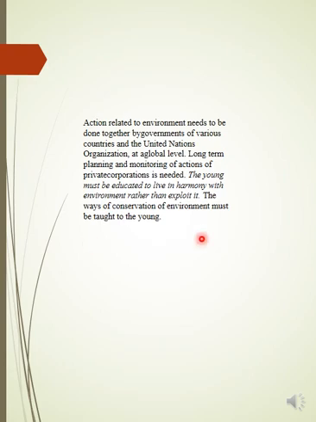Then we have to write the contribution of government and non-government organizations. And the young must be educated to live in harmony with the environment rather than exploit it. It means we have to educate our people, especially youth and the uneducated crowd. We had to give awareness programs on protecting our environment. The ways of conservation of the environment must be taught to the young, because the young are the future leaders. They are the people who are going to bring the message to the world. Therefore, the young should be educated on protecting the environment.